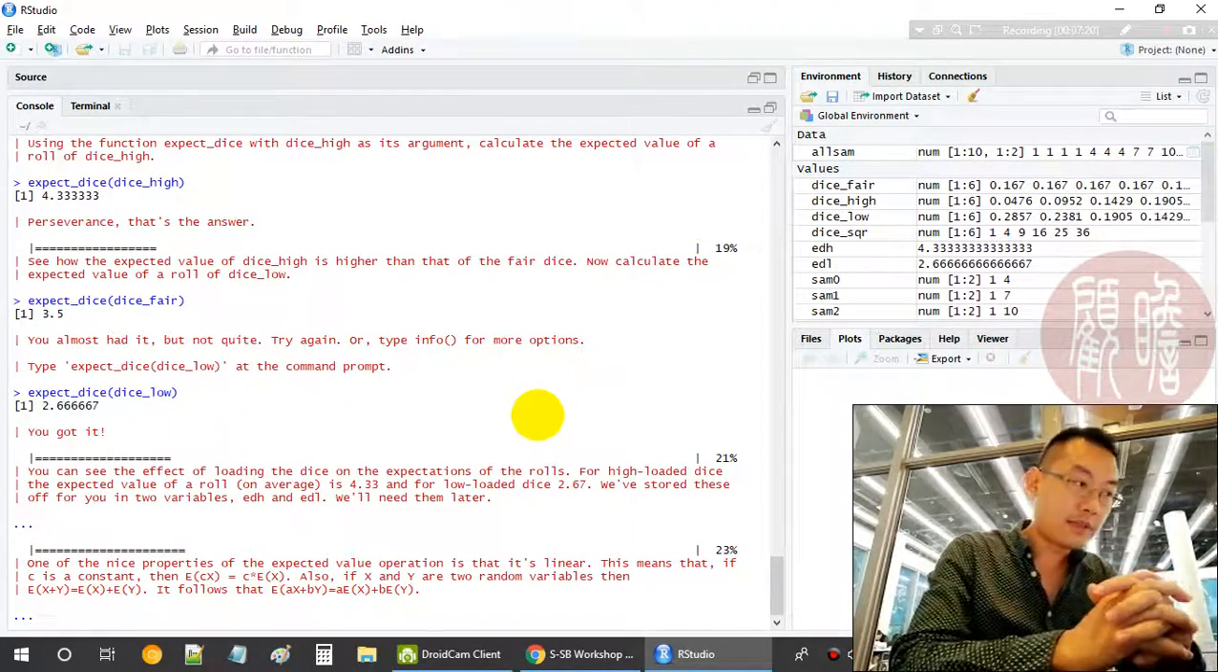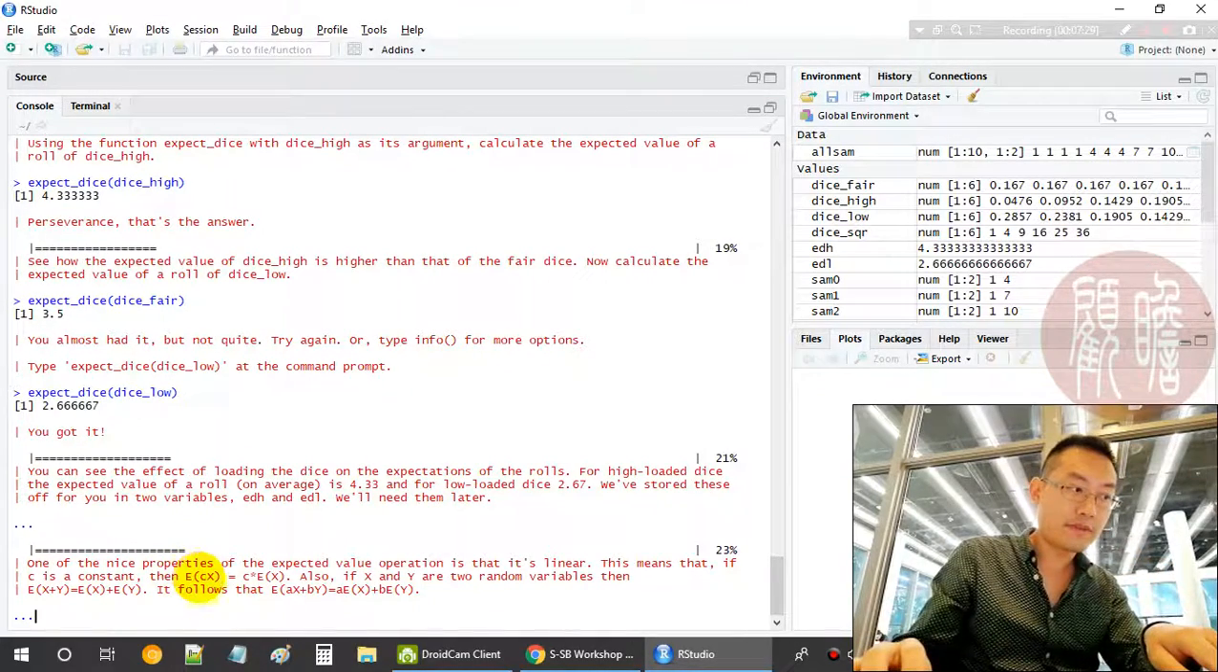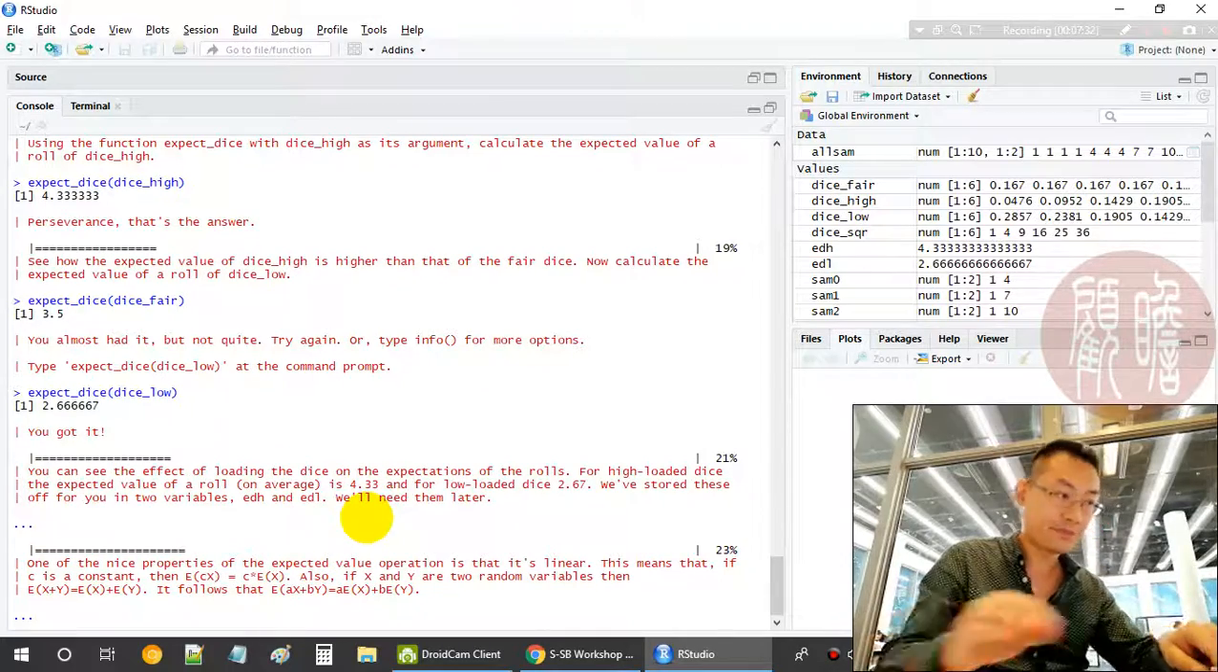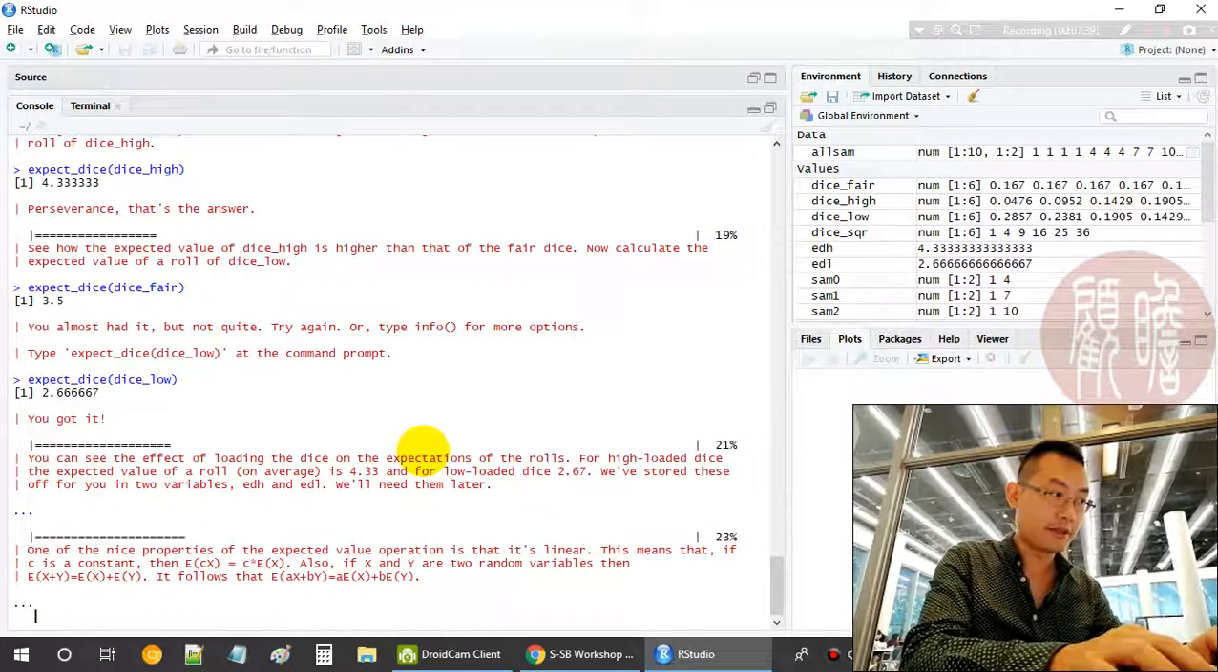One of the nice properties of the expected value operation is that it's linear. It means that if C is a constant, the expected value of C times X equals C times the expected value of X. So this is the formula, and it's called linear.